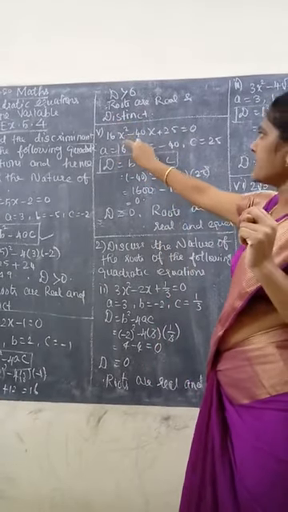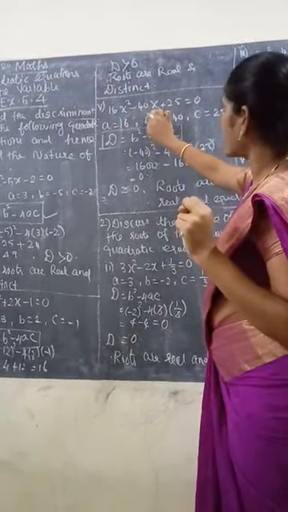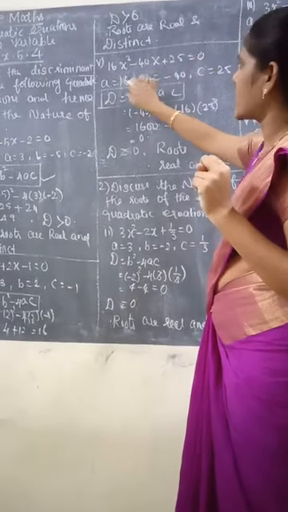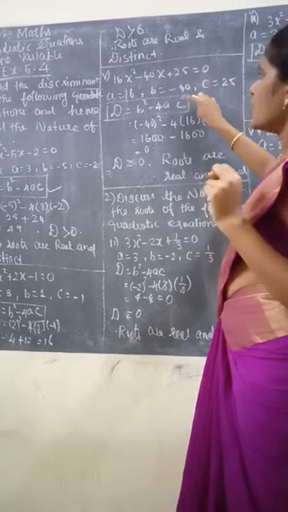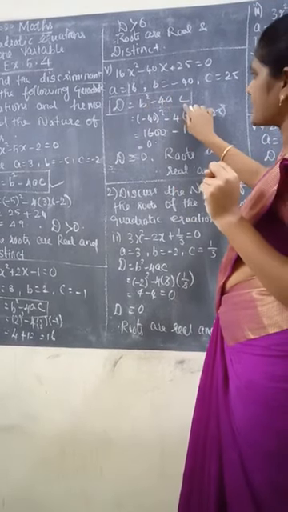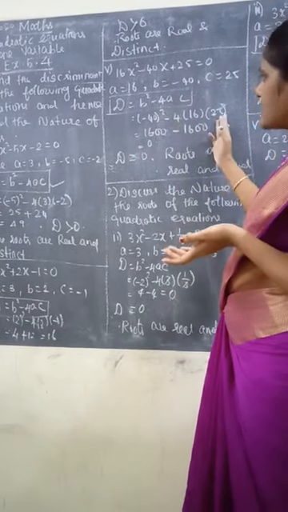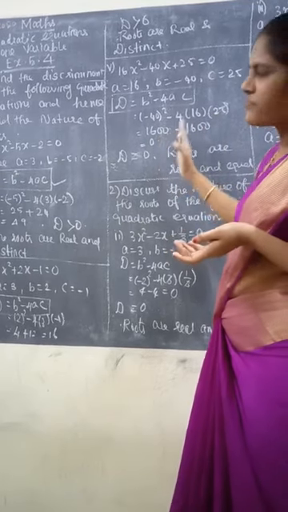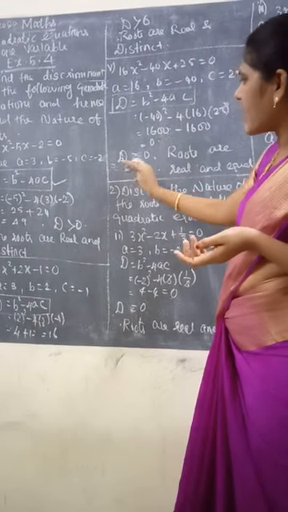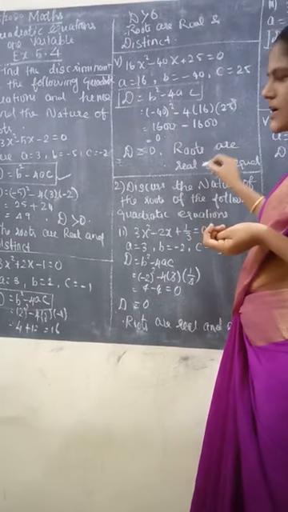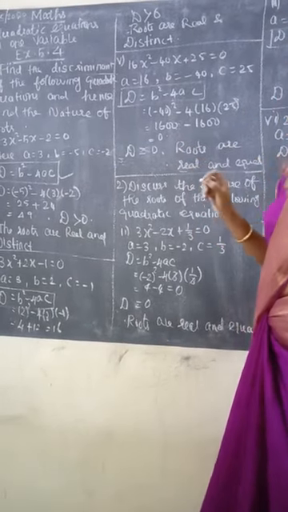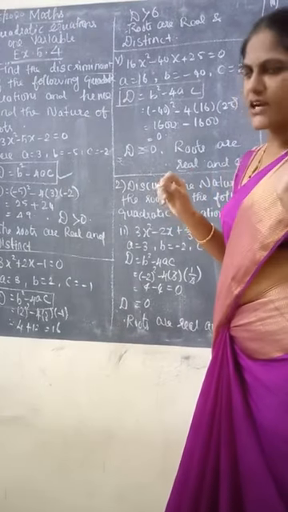Okay, fifth sum. 16x squared minus 40x plus 25 equal to 0. What is a? 16. What is b? Minus 40. What is c? 25. What is the discriminant? b squared minus 4ac. As usual, apply the a, b, c values. You will get 0. So the discriminant value is equal to 0. Equal to 0, so the condition is that the roots are real and equal.